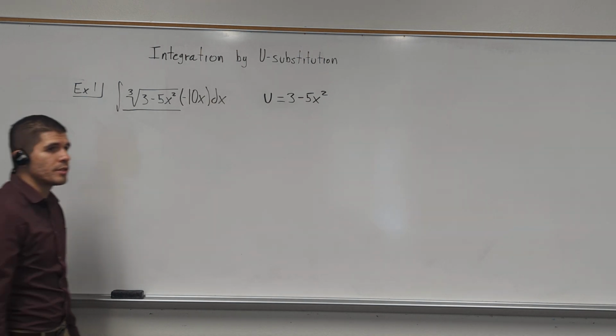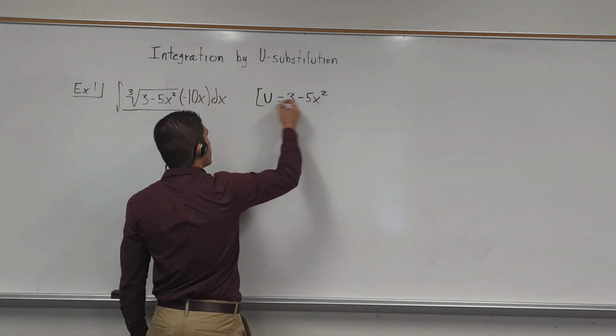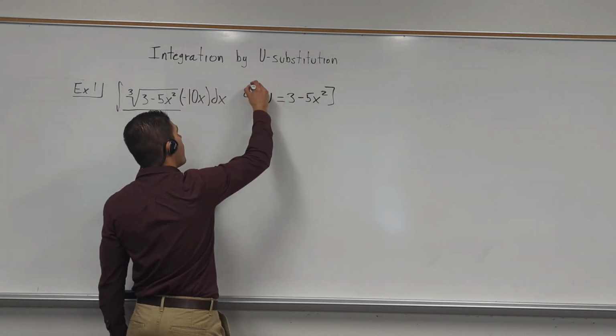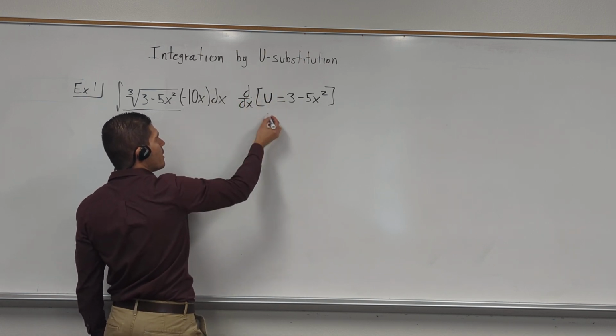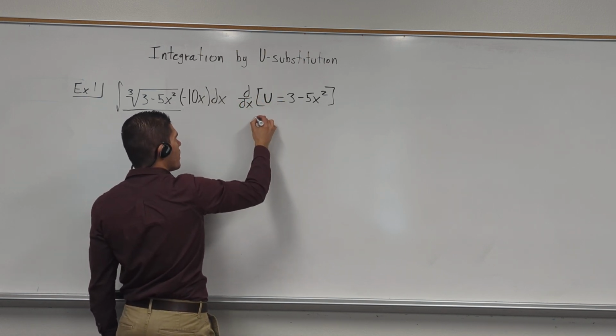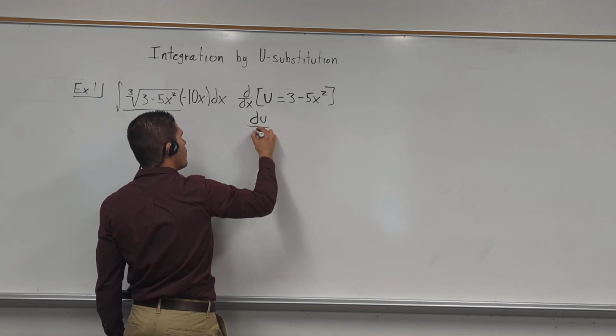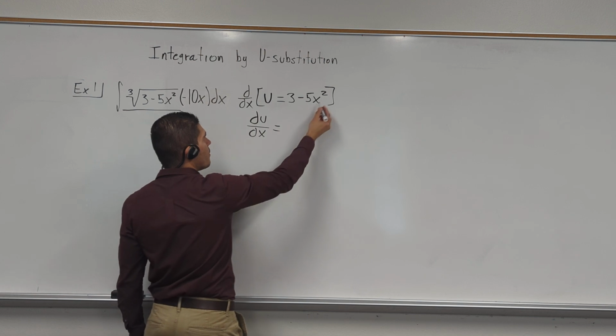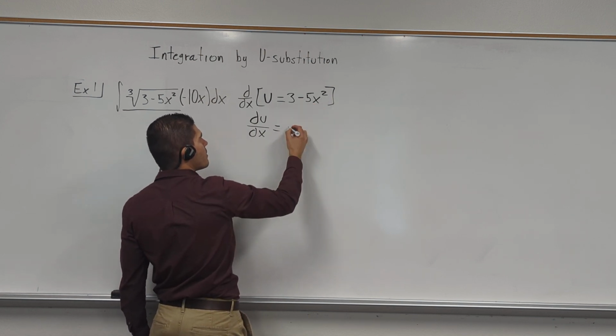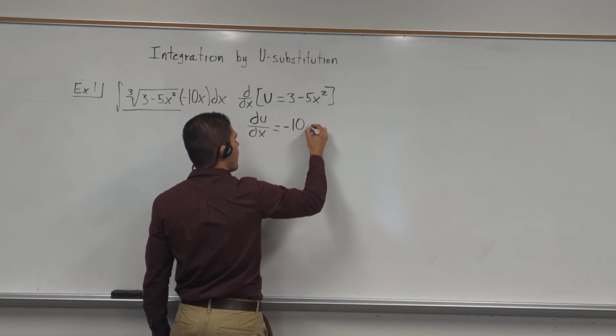Okay, so what you will do once you select a U is you will need to take the derivative of it with respect to x. So I'm going to go ahead and derive with respect to x. So implicitly speaking, the derivative of u with respect to x would be du over dx. And on the right side, the derivative of 3 is 0. The derivative of negative 5x squared would be negative 10x.